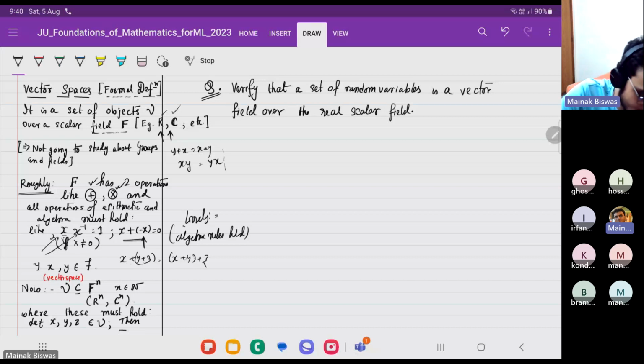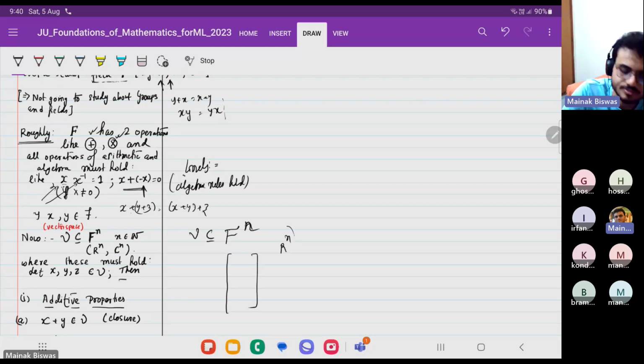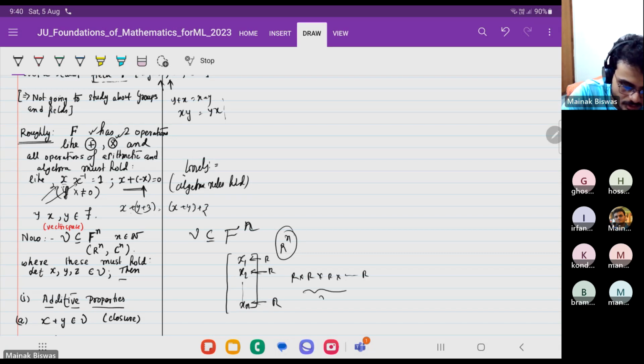So you see a vector space V is a subset of F to the power n, not subspace. I'll not go to subspace now. F to the power n. What does it mean? For all this while, what did we define vectors as? R^n, right? So x1 was a real number, x2 was a real number, xn was a real number. Agreed? So it's a Cartesian product of n real numbers.